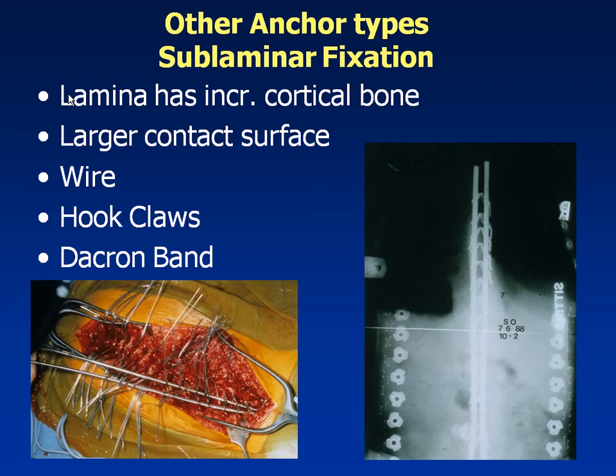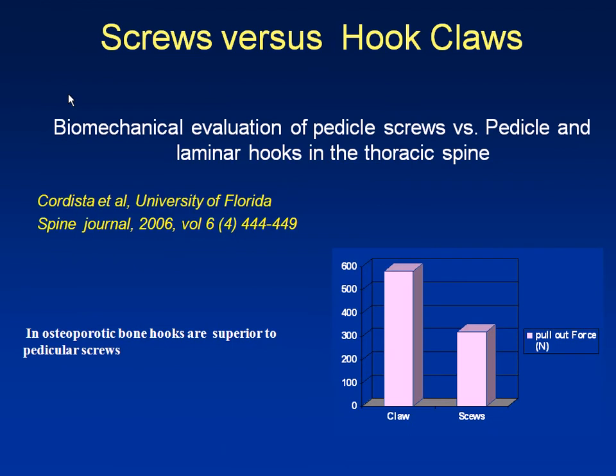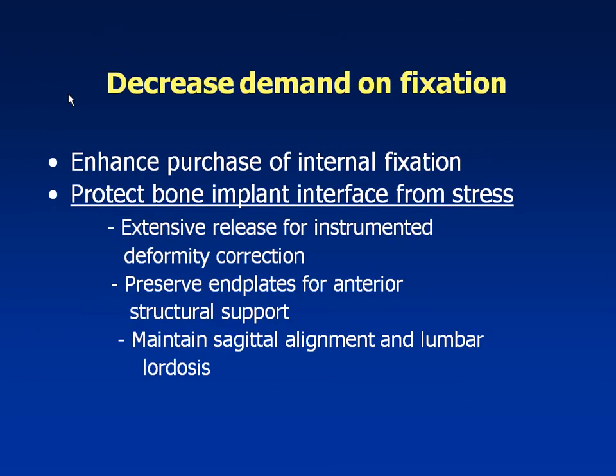How about other anchor types? We know that lamina has an increased cortical bone and also larger contact surface and may be more suitable for instrumentation, especially in the osteoporotic spines. And we may either use wires, hook, by making claws or Dacron bands. And the benchtop biomechanical studies have shown that screws had poor strength when compared to the hook claws in the osteoporotic spines. But in our daily practice, especially in lumbar spine, we still prefer to use pedicle screws.